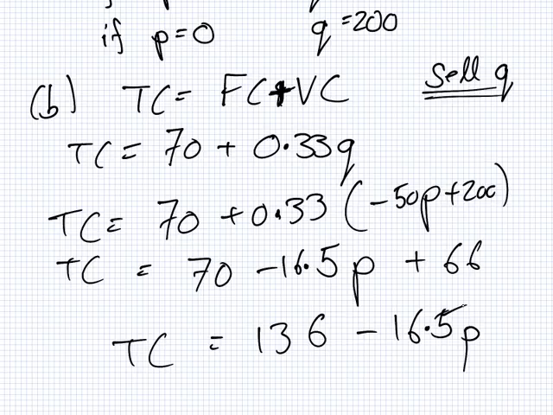So, what would be the value of P to make the total cost really, really big? Well, what happens if the price is 0? What's the total cost? 136. Yeah. If the P is 0, this will cost the shop 136 euros. So they have to pay their fixed cost and the cost of making all those free copies.